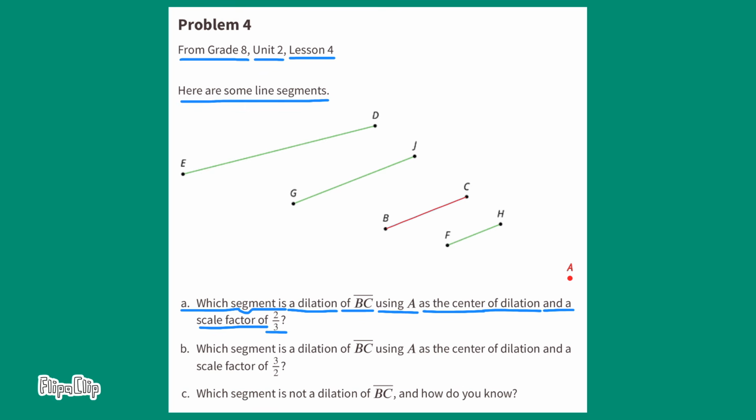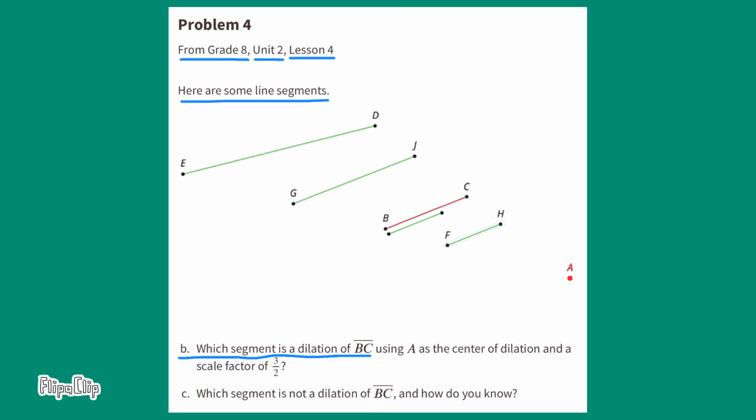To make a dilation of line segment BC using A as the center point, you could imagine extending the line from point A through point B and beyond, and another line from point A through point C and beyond. The line segment would have to be parallel with line segment BC, and it would have to be 2/3 the length of line segment BC. The only line segment provided that fits this criteria is line segment FH. Not only is it parallel to line segment BC, but it's 2/3 the length of line segment BC.